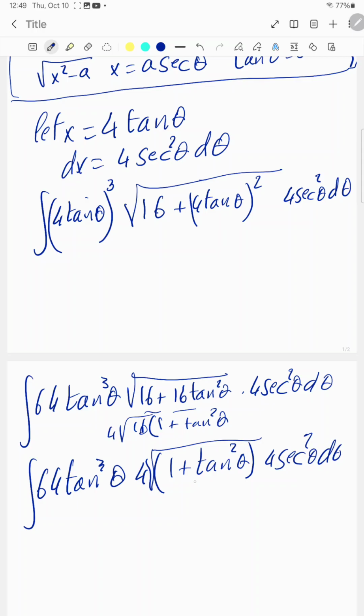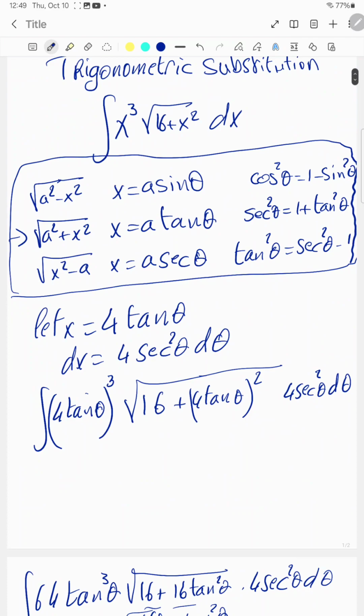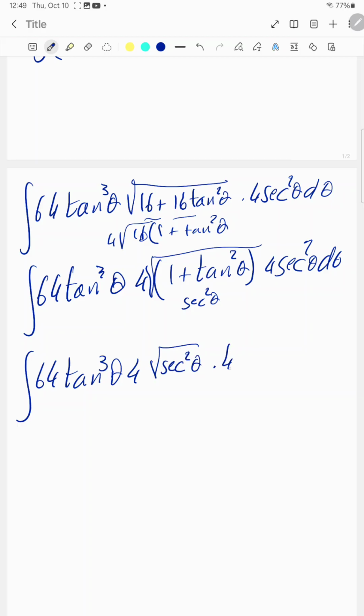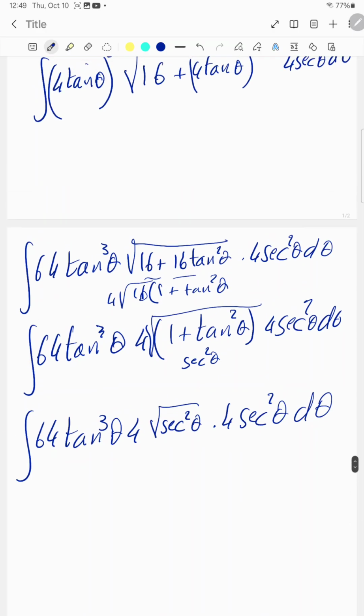But I know 1 plus tan squared of theta is equal to sec squared of theta. And as I said here, we usually use sec squared of theta equal 1 plus tan squared of theta. So I'm going to replace this by sec squared of theta. So my integral becomes 64 tan to the power of 3 theta times 4 over the square root of sec squared of theta times 4 sec squared of theta d theta. But I know the square root of sec squared of theta is sec of theta. So let's do it right away. We save a little bit of time.